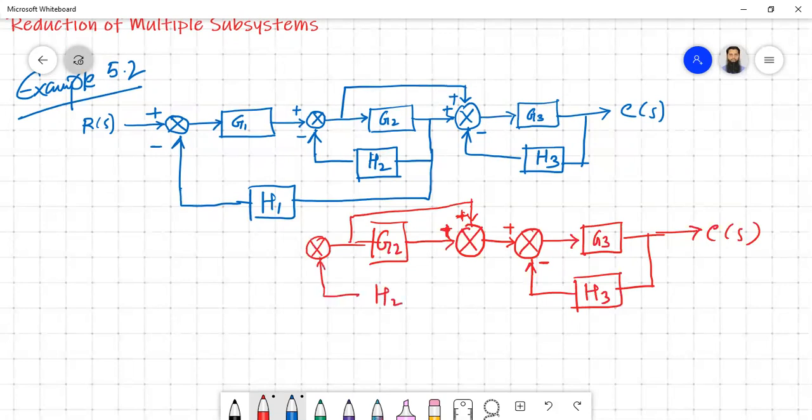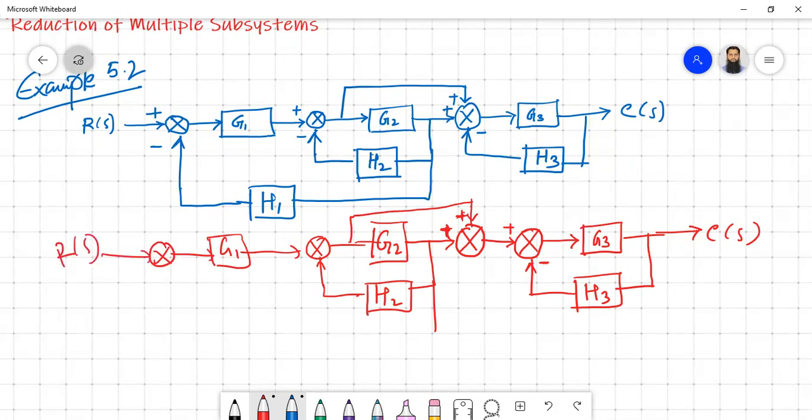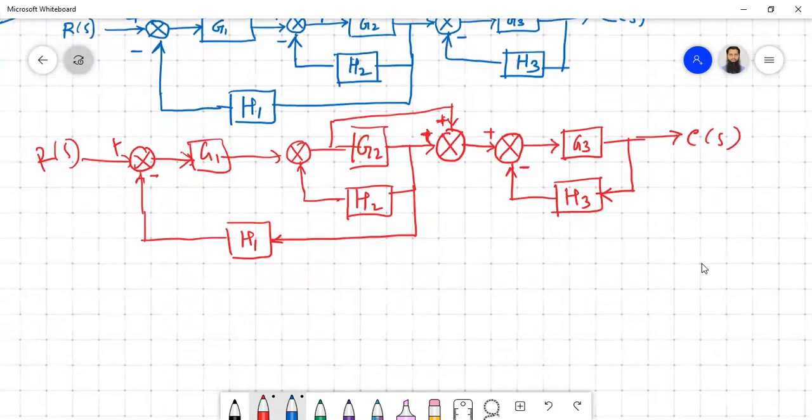Another one is coming, H2, as well as H1 and G1. So this is another summing junction. So the sign, be careful, and the arrow, be careful. We have to keep in mind those things, so minus, and then you have H1. Now let us try to see the familiar forms. What are the familiar forms available? We have to look at them. Definitely we can see that the last block here is a feedback form. So this is feedback.